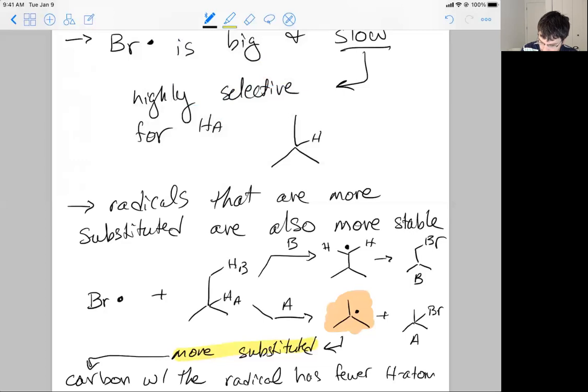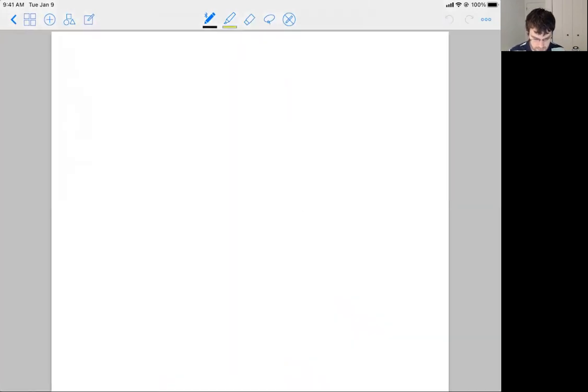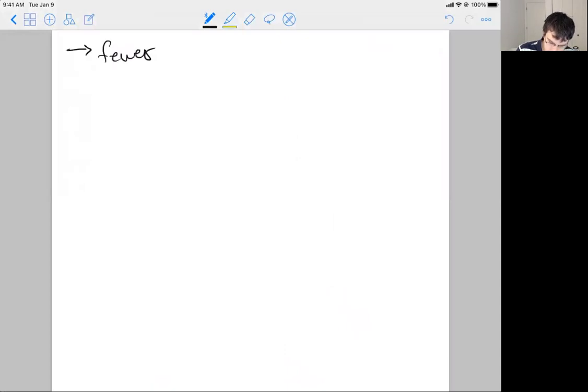Why does that matter? Well, recall that when we replace H atoms with groups, we call those groups substituents. It is as though they've substituted for the hydrogen. So fewer H atoms means more substituents.